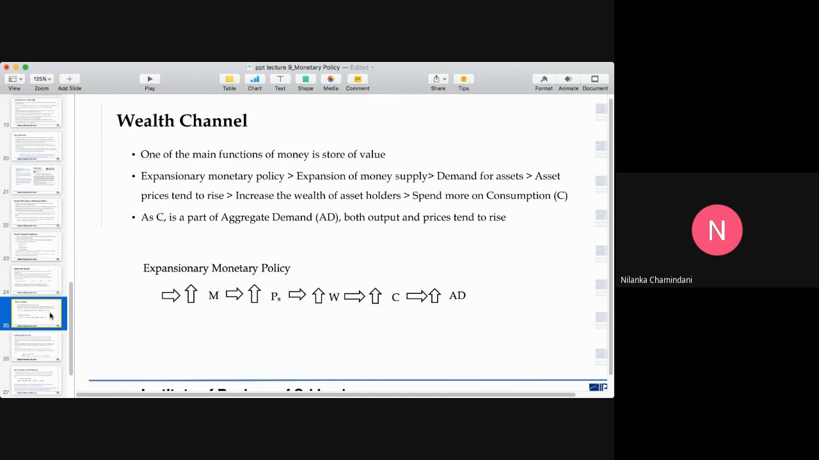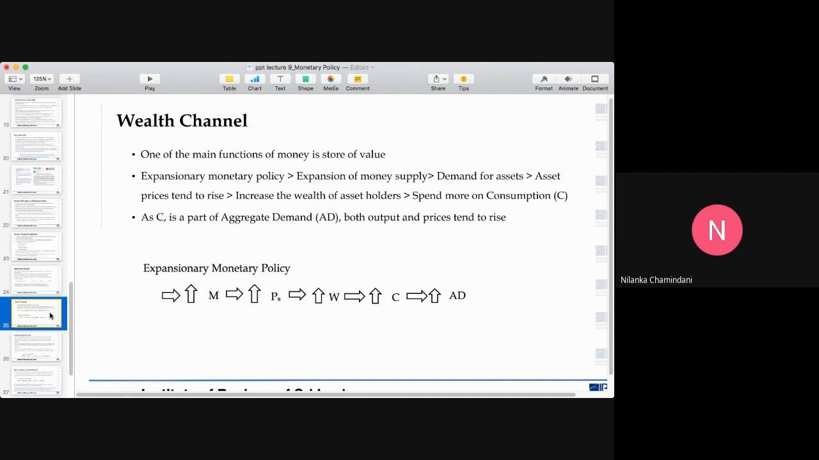Then in the asset or real market, you can see that asset prices tend to rise. The same thing happened during the pandemic scenario as well. We saw that almost all the countries started to conduct highly expansionary monetary policies, so that more money was available for the people.